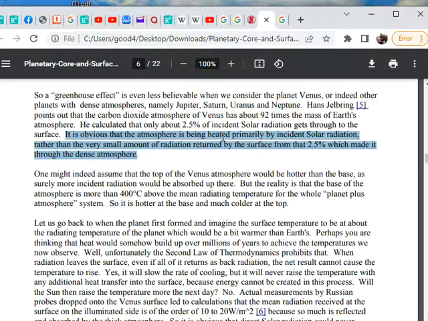He says it is obvious that the atmosphere is being heated primarily by incident solar radiation rather than a very small amount of radiation returned by the surface from that 2.5%, which made it through the dense atmosphere. And honestly, he's not exactly wrong, because if the system is in equilibrium, then yeah, the heating.